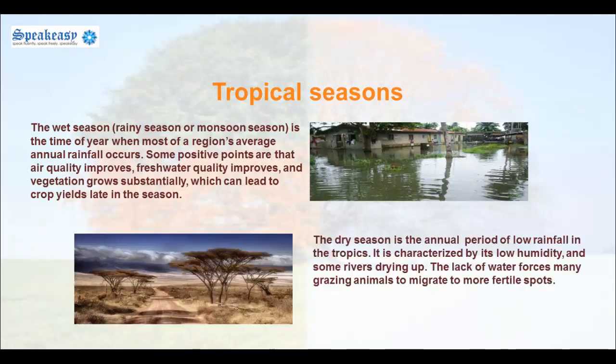The dry season is the annual period of low rainfall in the tropics. It is characterized by its low humidity and some rivers drying up. The lack of water forces many grazing animals to migrate to more fertile spots.